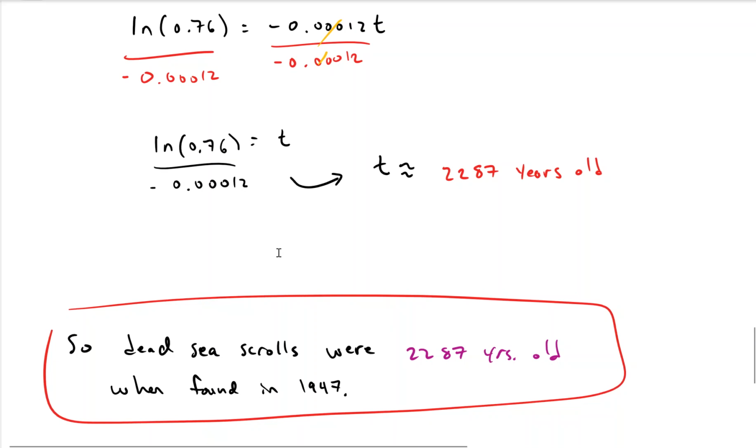If you were asked to find out how old they were currently, then you would just add however many years have passed since 1947 to the present day to the 2,287 years. And there you go. There's a classic example of exponential decay with reference to the Dead Sea Scrolls and carbon-14.